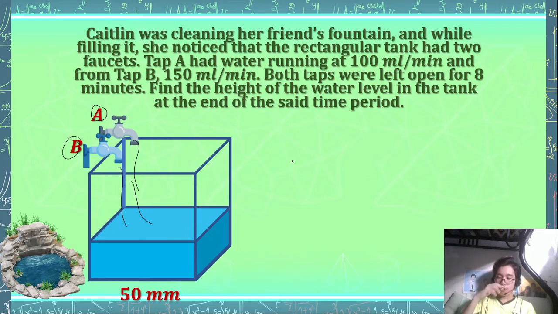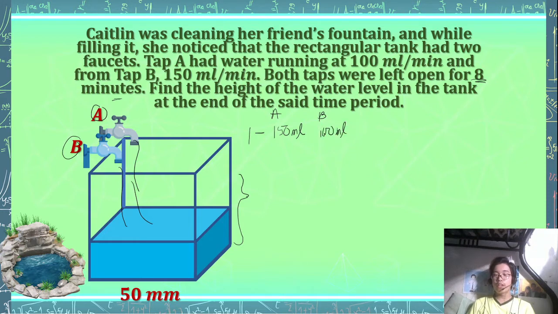So what's going to be our first clue here? We first need to find the volume of the entire water that's been poured inside this rectangular tank of the fountain in a span of 8 minutes. So how can we do that? For the first minute, tap A released 150 milliliters of water, and tap B released 100 milliliters of water. So in just 1 minute, they're spewing out 250 milliliters of water.